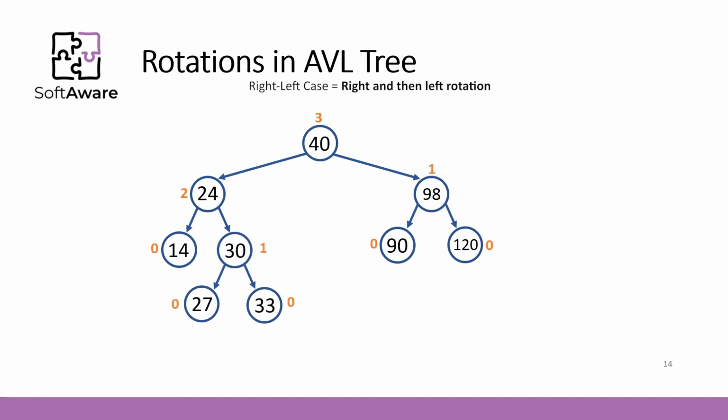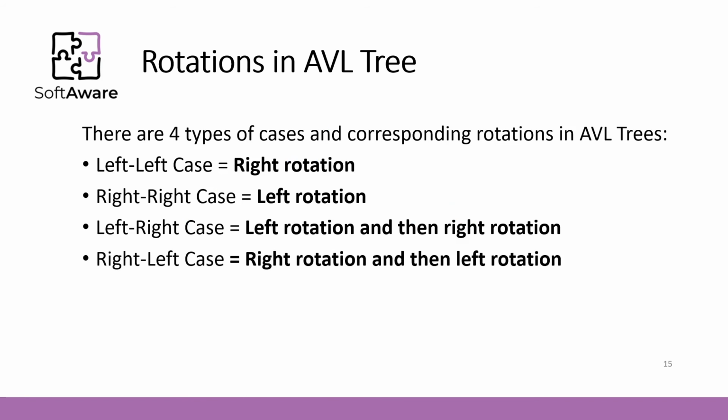Next, let's see right-left case. To unbalance our tree for right-left case, let's add couple of nodes with key values in our AVL tree. First, 130 and then 125. At node with key value of 120, we will have unbalancing which will return -2 as balance factor value. In this case, we need to apply right and left rotation.